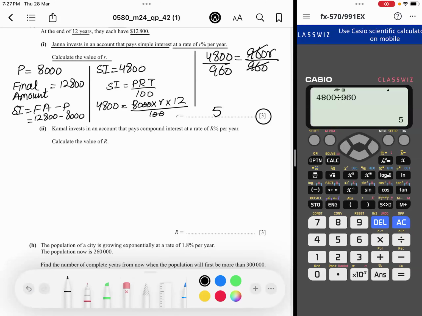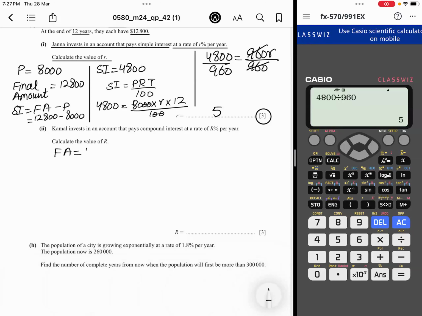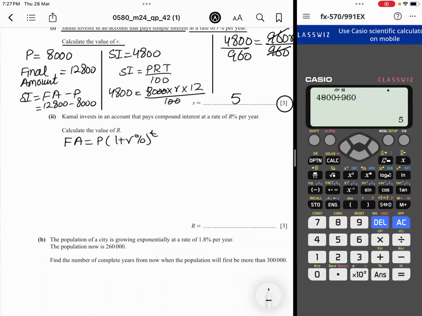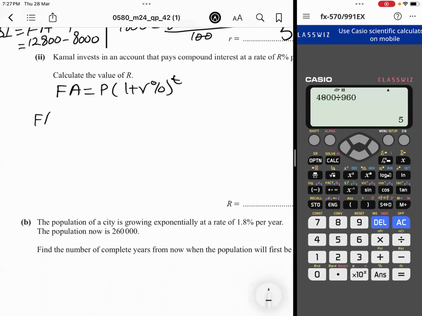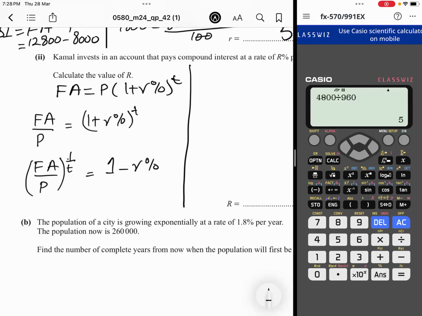Kamal invests in an account that pays compound interest at a rate of R% per year. Calculate the value of R in compound interest. So, beta, for compound interest we have the formula: final amount is equal to principal times bracket 1 plus R% to the power T. We need to find R. So final amount divided by principal is equal to 1 plus R% whole power T. Now, T will come here as power 1 by T. Now 1 will go there.